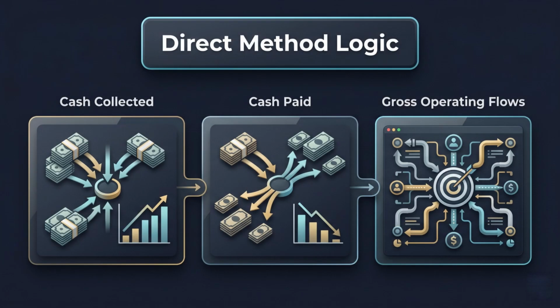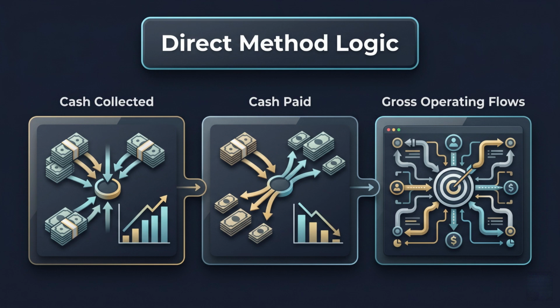Let us start with the direct method logic. The direct method does not begin with net income, it directly presents cash collected and cash paid in major operating categories. Cash collected may include collections from customers, interest received, dividends received, and other operating receipts. Cash paid may include payments to suppliers, employees, lenders for interest, and tax authorities for income taxes.